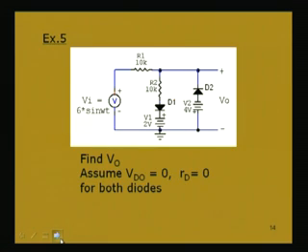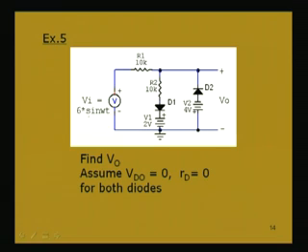Now, let us take one more example of a clipper circuit. Here in this circuit we have to find V naught and we have to assume that the diodes D1 and D2 are ideal. So, as D1 and D2 are ideal, this drop is 0 here, this drop is also 0 here, and the resistances are ignored, that means they are 0 for both the diodes. Now in this circuit we have to find out V naught.